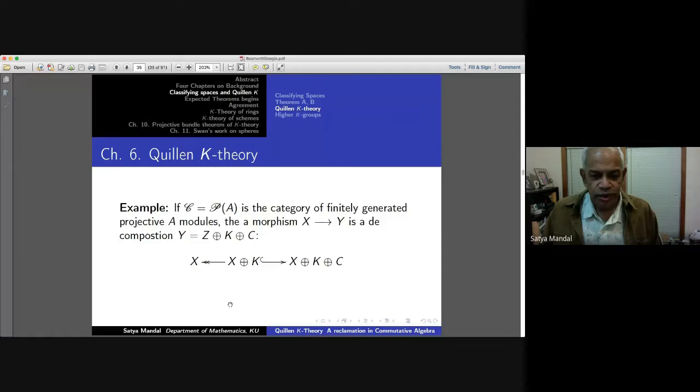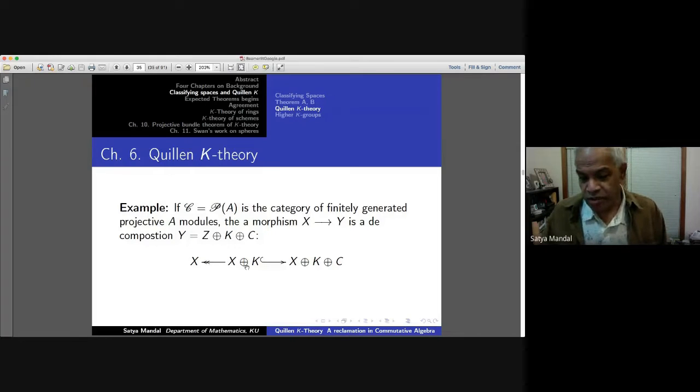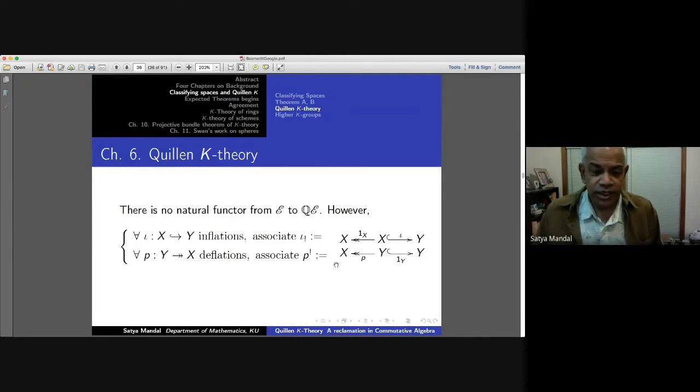So if you are working with projective modules, so Z, this middle thing is Z. With projective modules, all those admissible epimorphisms and monomorphisms, they split. So this is my X and that's my Y. So this is how it looks like. Okay. So there is no natural functor from E to QE, but given an inflation, you can associate a map in the Q category by using identity. Okay. So the extra map you need, you use identity.